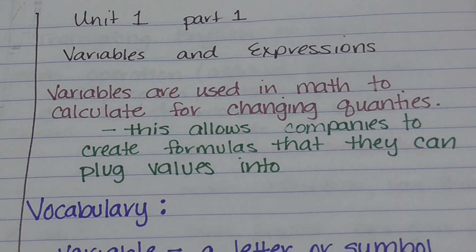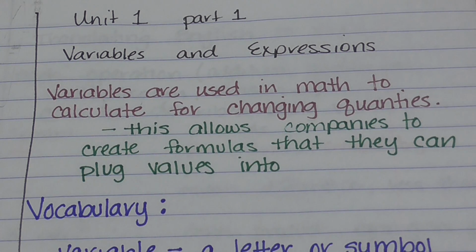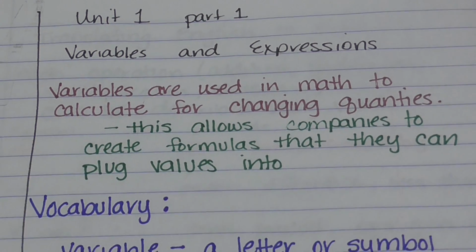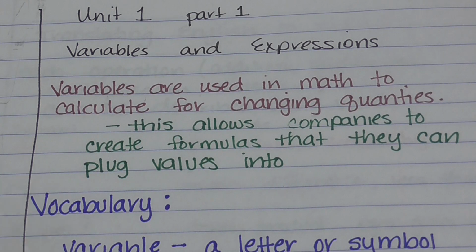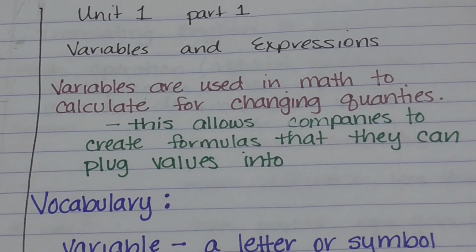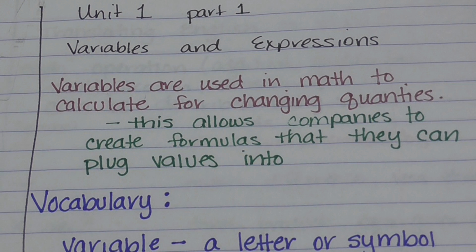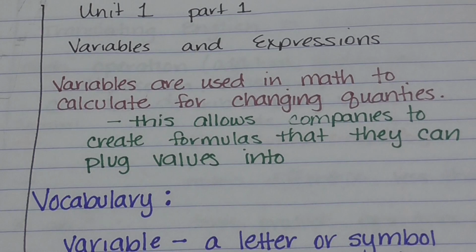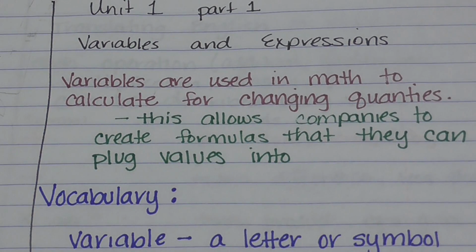So variables are used in math for changing quantities. This allows companies to create formulas that they can plug into values. Now, it's not just companies, although companies use these all the time. This also is used in the scientific world, the banking world, anything that involves any kind of research, especially marketing, are going to need formulas to calculate the data they're looking for, and you need a variable for your unknown. So maybe a marketing company wants to survey 500 people the first time and 3,000 people the next time. They need to be able to have the same formula each time.